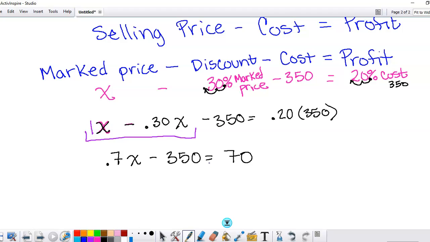We now have a standard equation to solve. Whatever I do to one side, I do to the other. My guideline is to get the letters on the left, the numbers on the right. That helps when you're doing inequalities. So I'm going to get rid of the minus 350. Opposite of minus is plus, so I'm going to add 350 here. If I do that on the left, I must add 350 on the right. I have 0.7x equals 420.